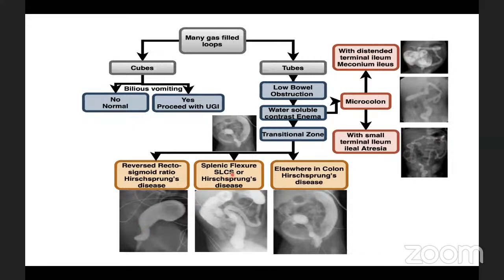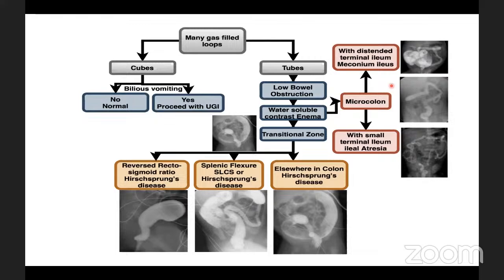On the other hand, if you can find there is no transition zone, but the left colon is small, so that may be a differential of small left colon syndrome or Hirschsprung disease. And elsewhere, if you find a small colon, it means that there is a whole colon which is microcolon, which is on here. If you can see, the whole colon is small.